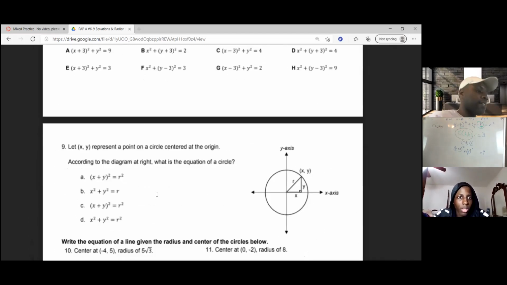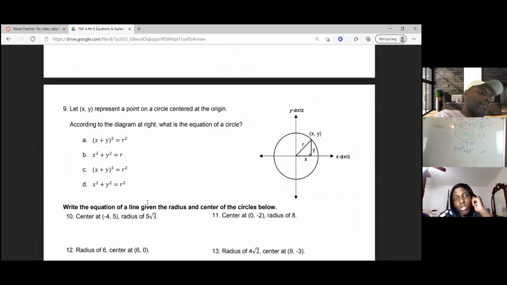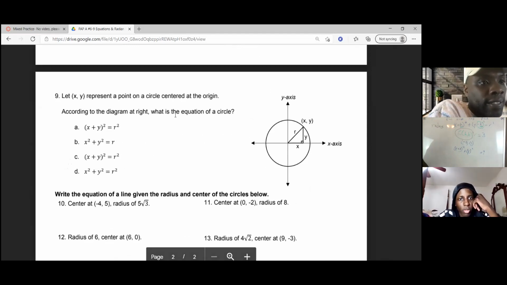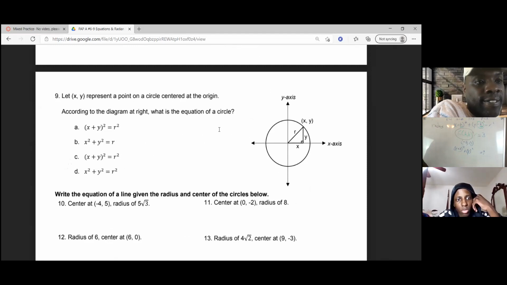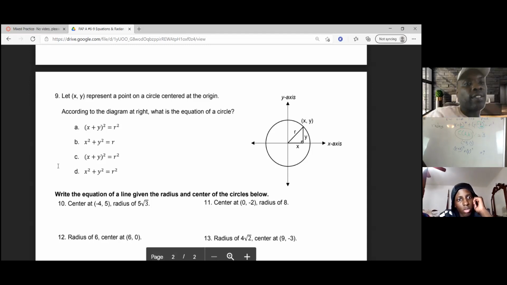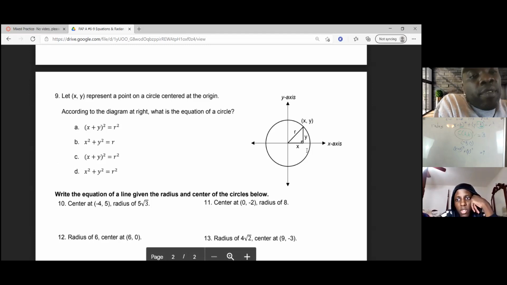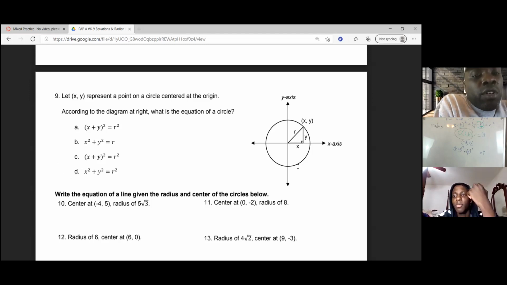Okay, let X represent a point in a circle centered at the origin. According to the diagram at the right, what is the equation of the circle? On that one, you actually get to pick coordinates for X and Y. You see where X is and Y is over there. Pick easy numbers like 2 or 3 or 4.